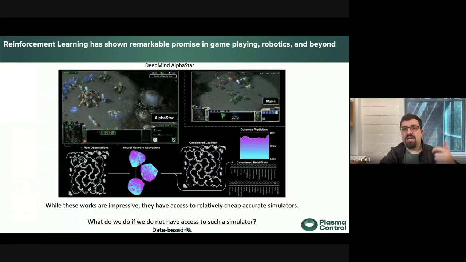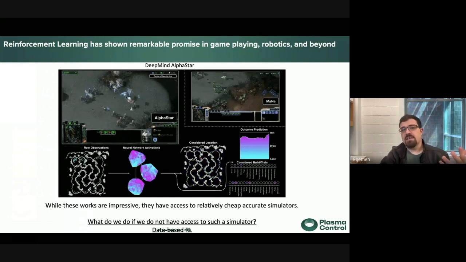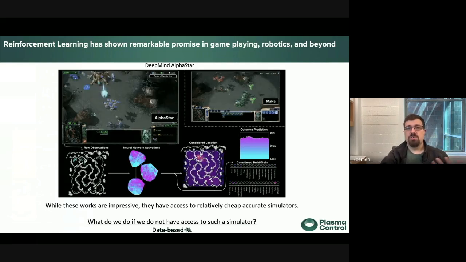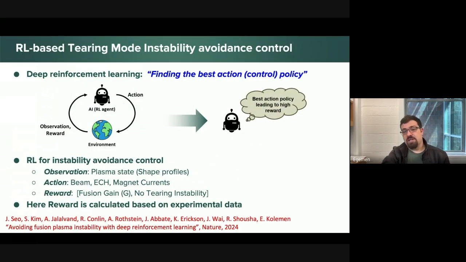So you need a cheap, accurate simulator, but we don't have that, like I said, in the plasma. So we use the data-based model that I showed you, where we can replay the data-based model. That's our model. And then we say, okay, the reward is increased fusion gain and no instabilities. Then I run this, and based on these rewards, you can get a reinforcement learning algorithm.